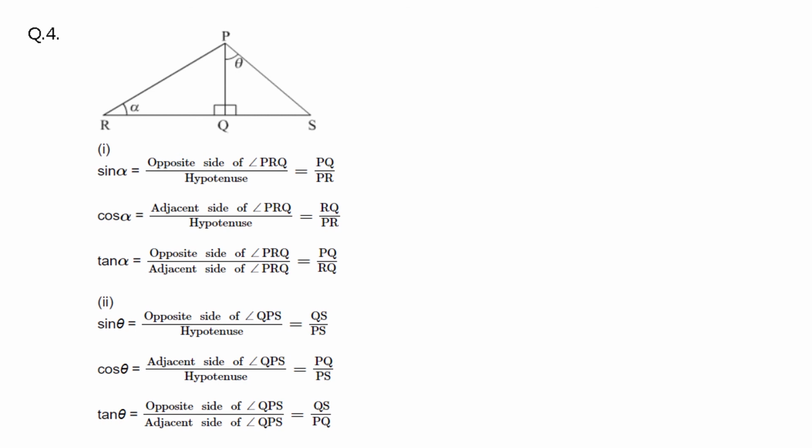Now coming to the next one, tan theta. The formula is opposite side of angle QPS upon adjacent side of angle QPS, because tan theta is opposite side upon adjacent side. The given angle is angle QPS. So tan theta is equal to opposite side of angle QPS upon adjacent side of angle QPS. That is equal to QS upon PQ, because opposite side of angle QPS is QS and adjacent side of angle QPS is PQ. So tan theta is equal to QS upon PQ.